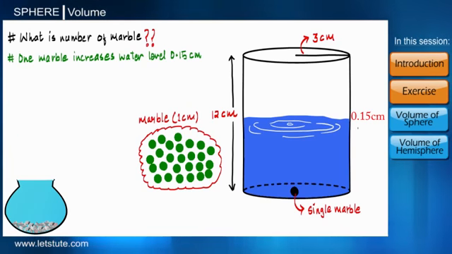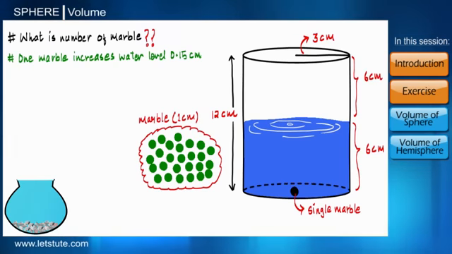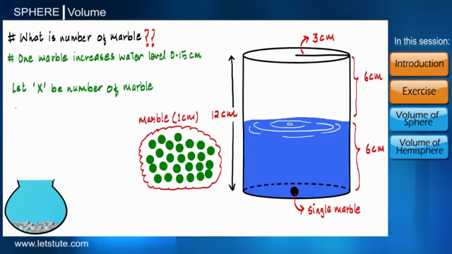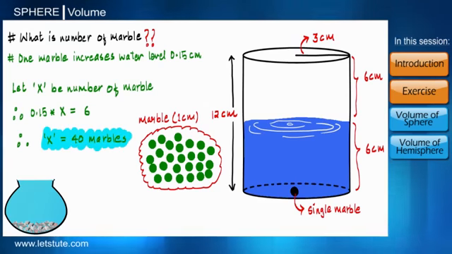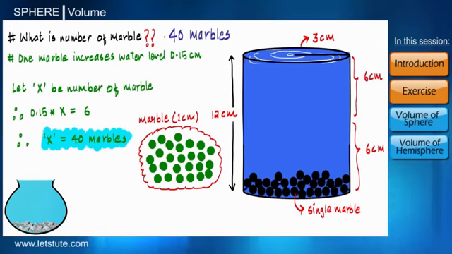Let's see how we go about it. Here a glass of 12 cm is half filled. It means the water level is already at the height of 6 cm and the remaining 6 cm has to be filled. So consider we need x number of marbles to raise the water level by 6 cm. Therefore, 0.15 into x is equal to 6, which implies x equals 40. Therefore, we say that we require 40 marbles to raise the water level and completely fill the glass.